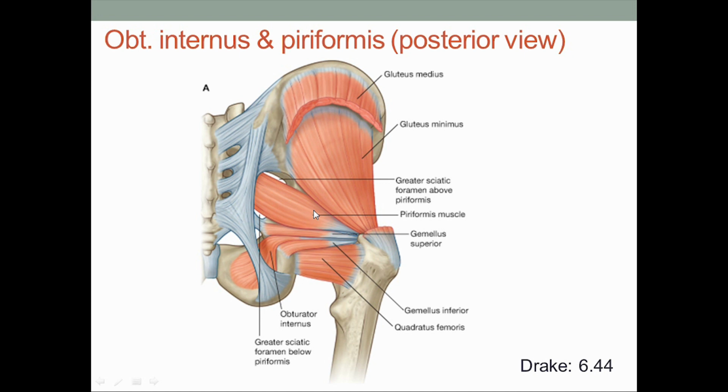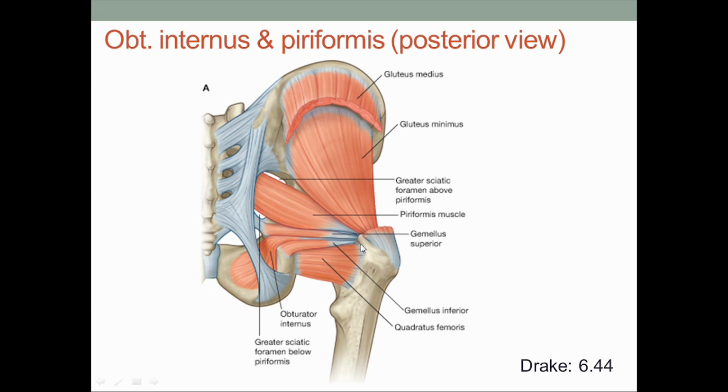So if we look at this one here, we can see that here's the piriformis. It's emerging through this opening, the greater sciatic foramen, and attaching onto the greater trochanter of the femur. Obturator internus has a similar attachment, emerging from a different opening, but again coming out and attaching, and it's often described as the trochanteric fossa, but similarly it's on this posterior aspect of the greater trochanter.